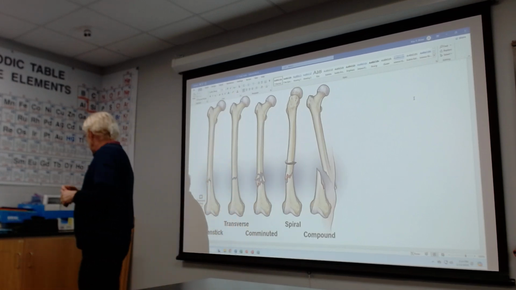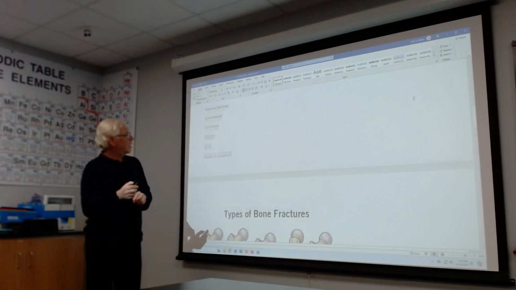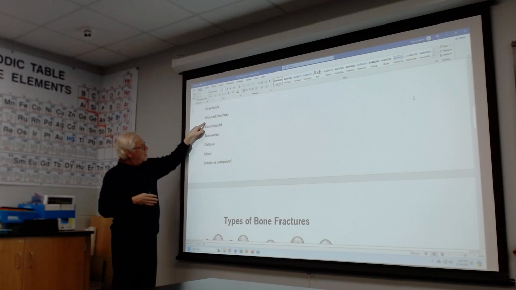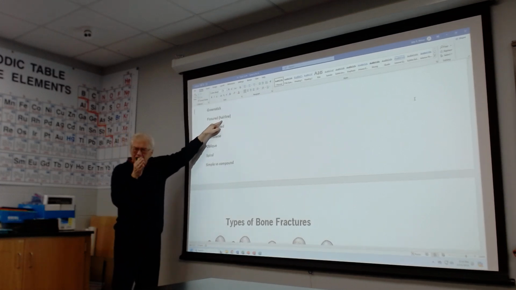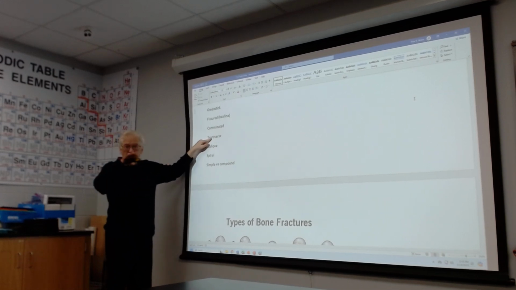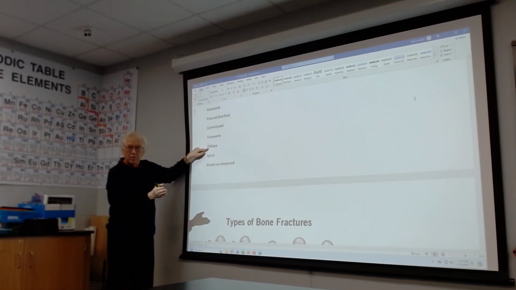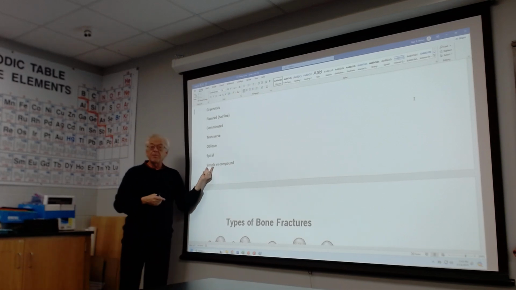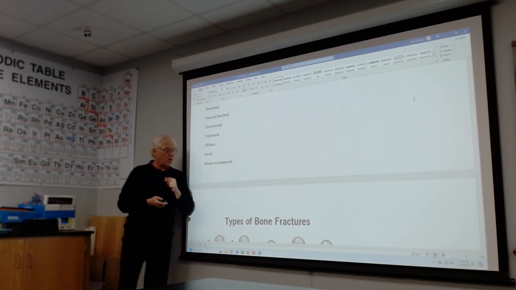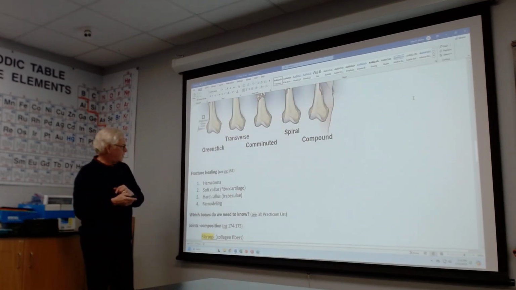Okay. Where's my clicker? Let me go back. Yeah, see? So a green stick halfway, a hairline fracture, just a little bit of a fracture, comminuted, lots of little pieces, transverse, oblique at an angle, the spiral, and simple means it's not sticking out of the skin. Compound. You've compounded the problem. It's a lot worse than just a broken bone. Everybody cool? All right.